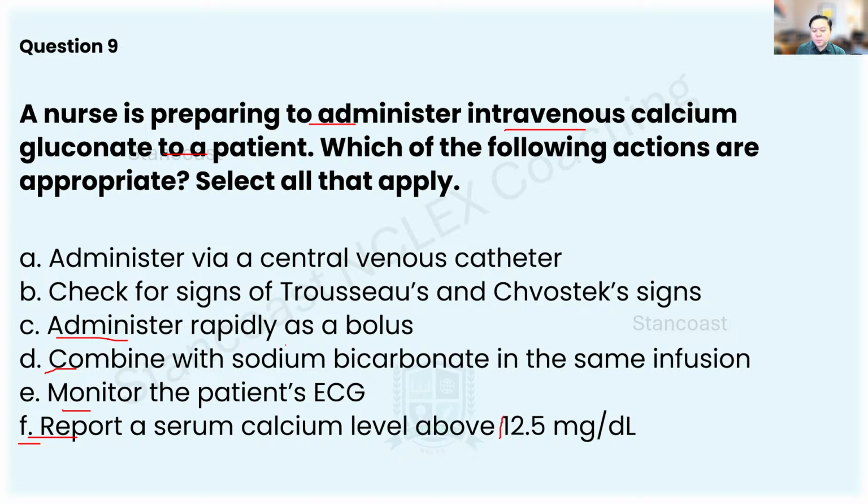So you are supposed to administer calcium gluconate. But which of the following actions are appropriate this time? Will you do A, B, C, D, or F? If you answered letter A this time, administer via a central line. This is not required when you are administering calcium gluconate. Never. It is not a requirement. You can administer the calcium gluconate through a peripheral IV access. Okay?